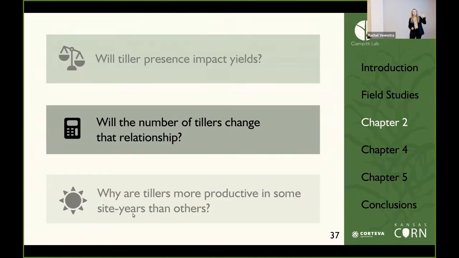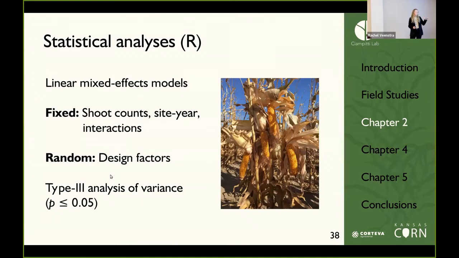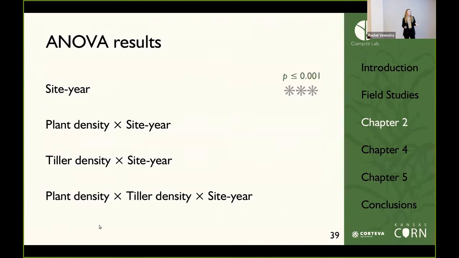So we said that tillers present positively or neutrally impacted yields, but does that change based on the number of tillers that you have appearing? So again, linear mixed effects models, instead of our treatment factors, we use our shoot count. So this would be the total number of tillers, the total number of main shoots, the actual numbers that we had there. Site year interactions with our design factors, again, is random. And we found that all of those combinations were significant.